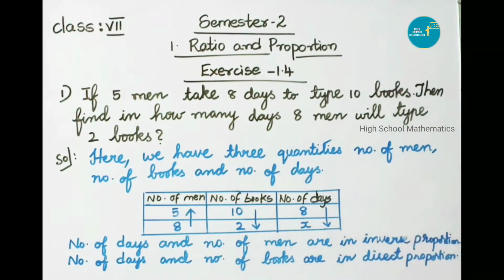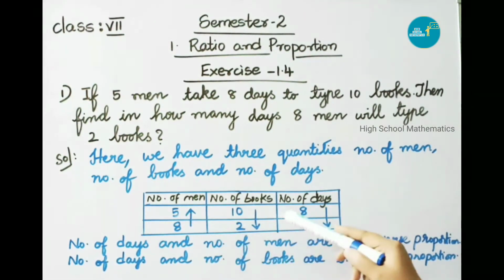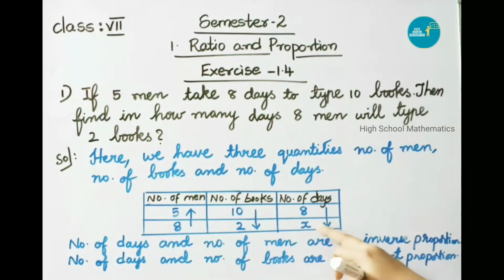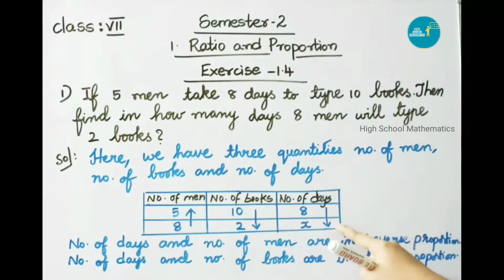Here we have 3 quantities, that is number of men, number of books and number of days. We have taken those 3 quantities in tabular form. See here, 5 men can complete 10 books in 8 days. Then 8 men, 2 books, in how many days will they complete, we have to find. Here the unknown quantity we have taken as x. Whenever an unknown value is there, we have to take a downward arrow.